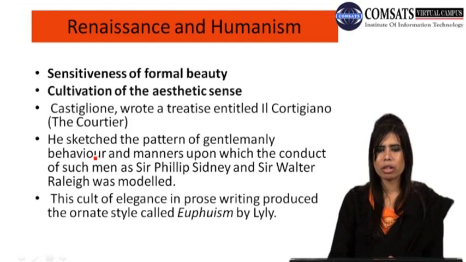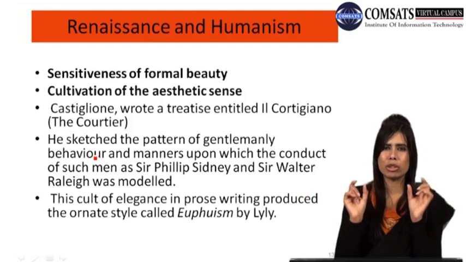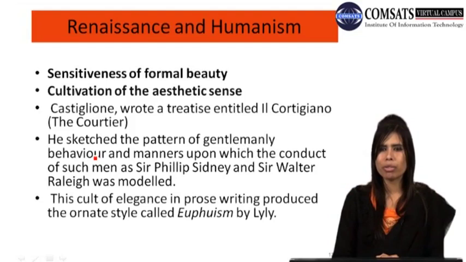Castiglione wrote a treatise entitled Il Cortegiano, and in English that is The Courtier. So here you can see that humanism and Renaissance deal with the sensitiveness of formal beauty and the cultivation of the aesthetic sense. He sketched the pattern of gentlemanly behavior and manners upon which the conduct of such men as Sir Philip Sidney and Sir Walter Raleigh was modeled.